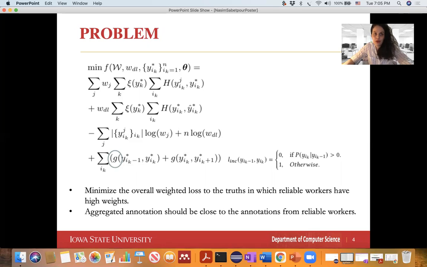It means that if, for instance, I comes first and then we have B, this person does not follow the consistency between the tokens in a given span. We want to minimize the overall weighted loss to the truth, in which reliable workers have high weight. And also the aggregated annotation should be close to the annotation from reliable workers.